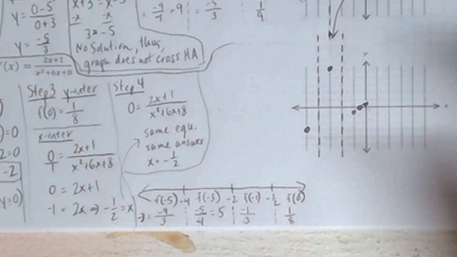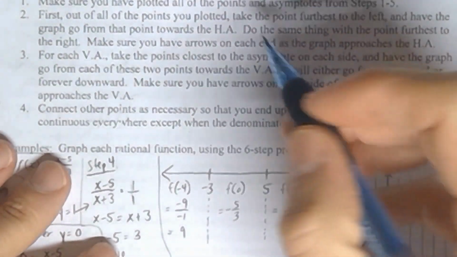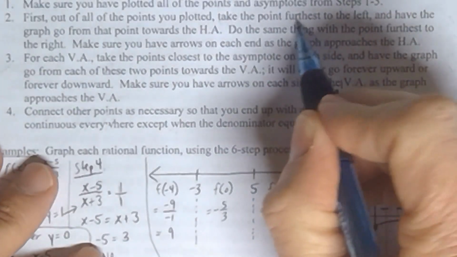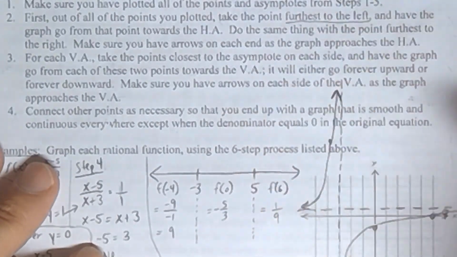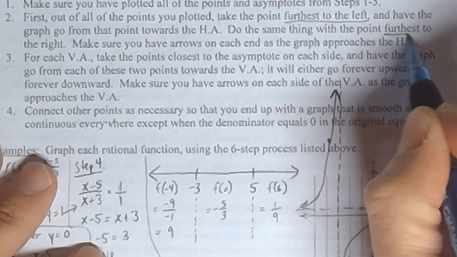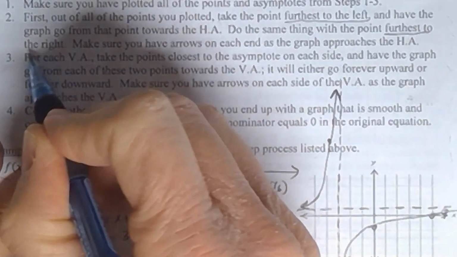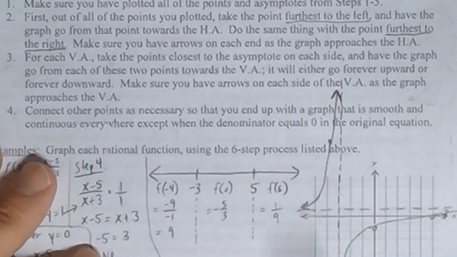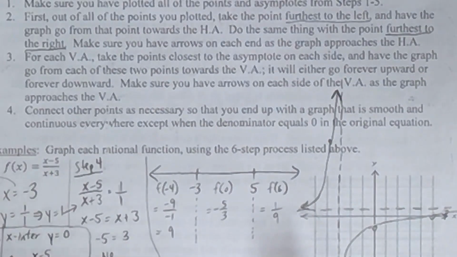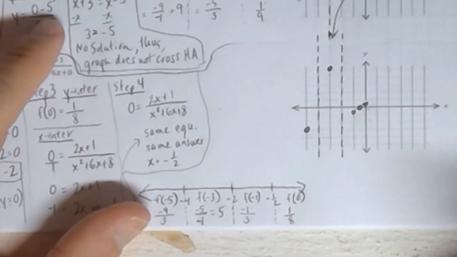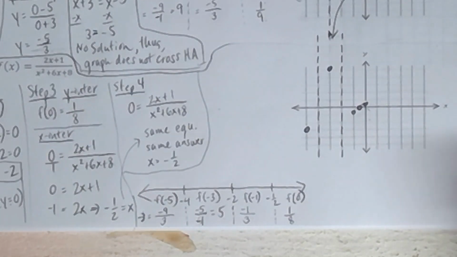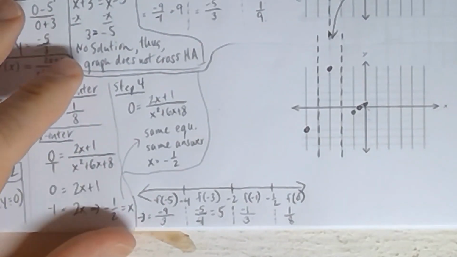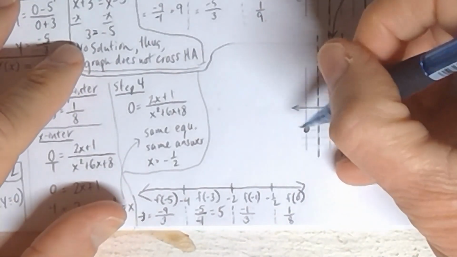What did we learn about what to do next from the last problem? We learned that you take the point that is furthest to the left, and also the point that is furthest to the right. And we have both of those points go towards the horizontal asymptote. The one that's furthest to the left, you have it keep on going further to the left. The one that's furthest to the right, you have it keep on going further to the right. All right, let's start out with this one.